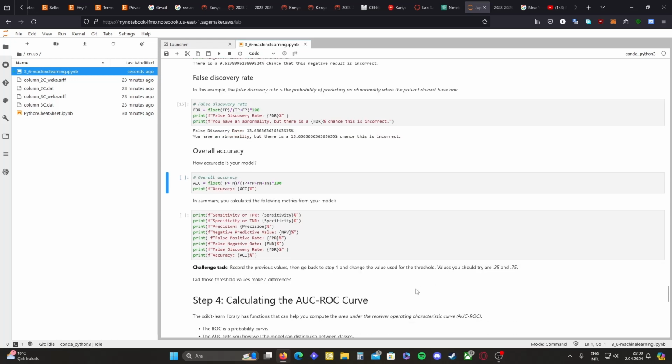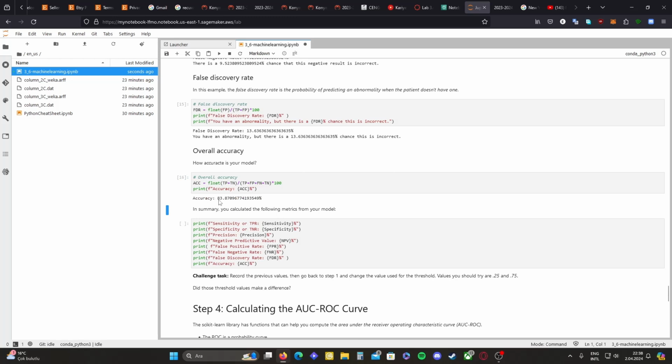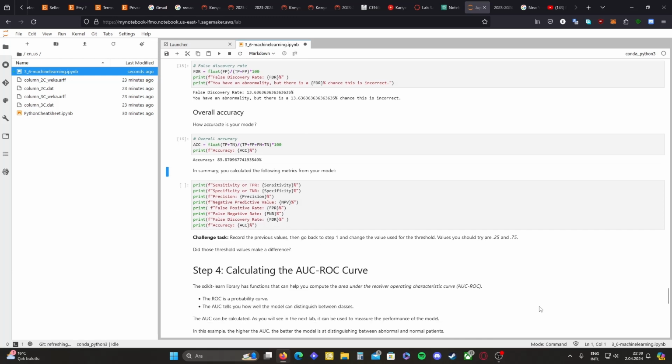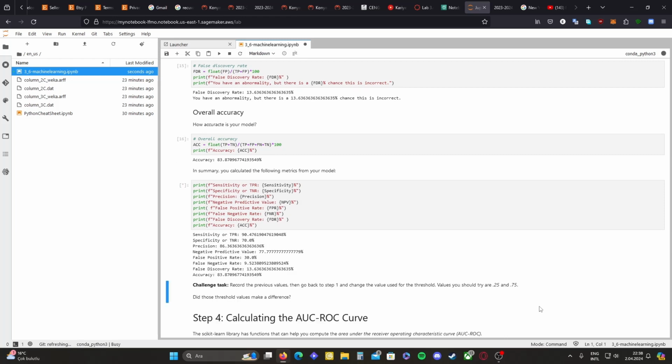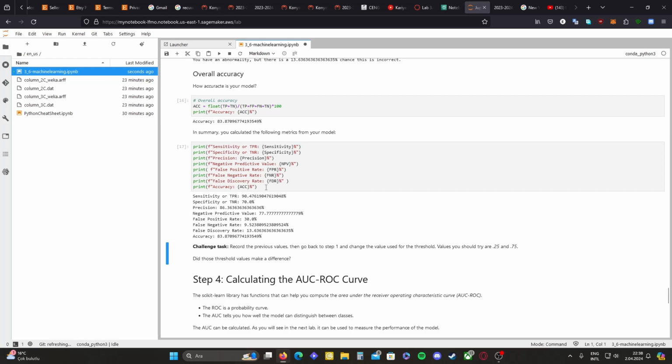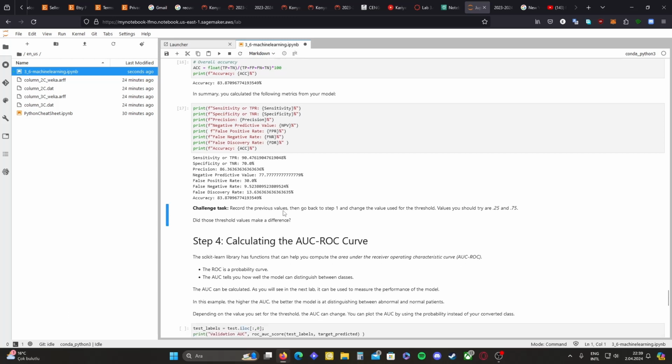How accurate is our model? The accuracy is 8.3 point something, around 9%. In summary, we calculate the following metrics from our model: sensitivity or TPR, specificity or TNR, precision, NPV, false positive rate FPR, FNR, false discovery rate, and accuracy. Record the previous values, then go back to step 1 and change the value used for the threshold.